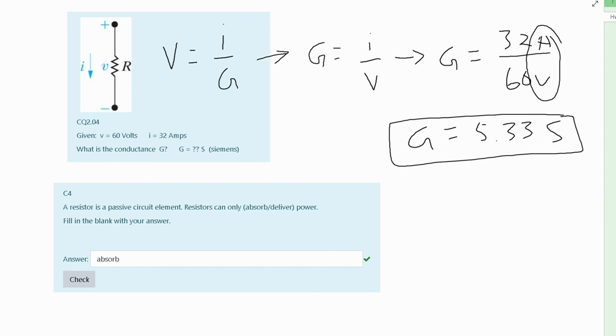If we look at the next question, we are told a resistor is a passive circuit element. Resistors can only absorb or deliver power. We need to fill in the blank with our answer. So the resistors only absorb power. They don't deliver power. They're resisting the flow of electricity, and how they resist is by absorbing power.